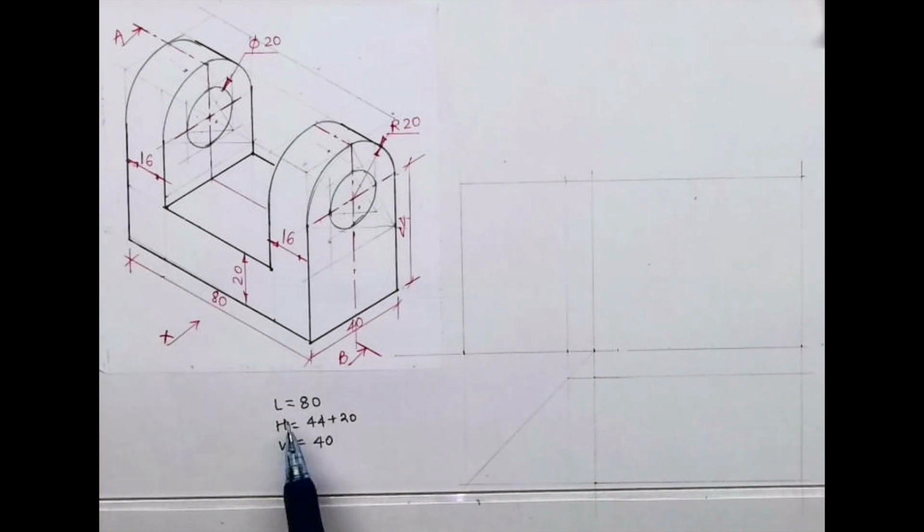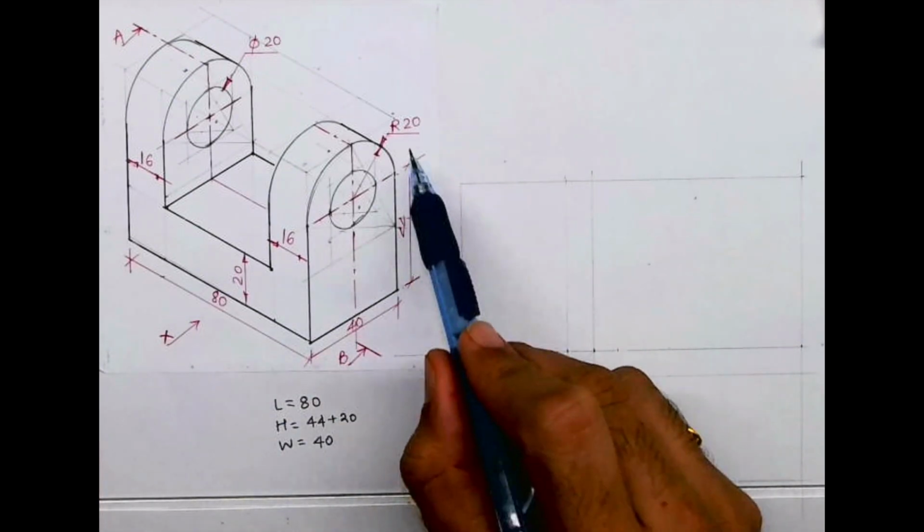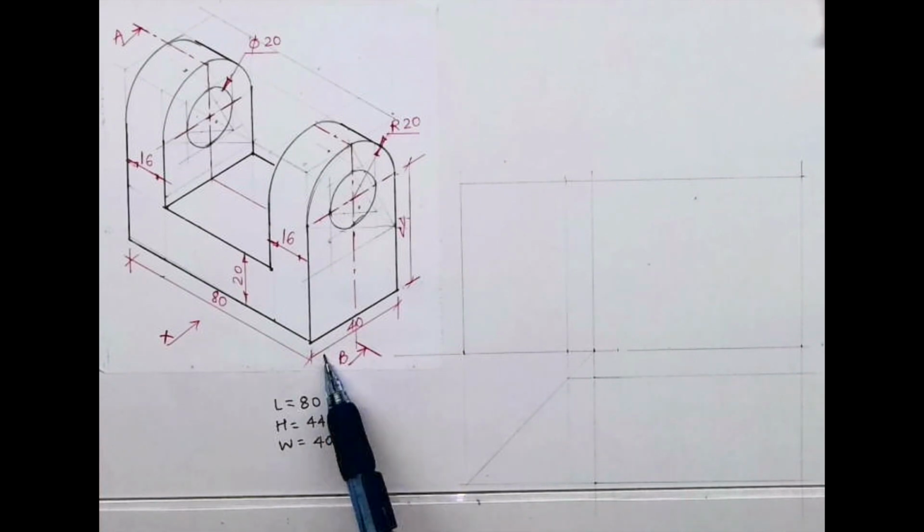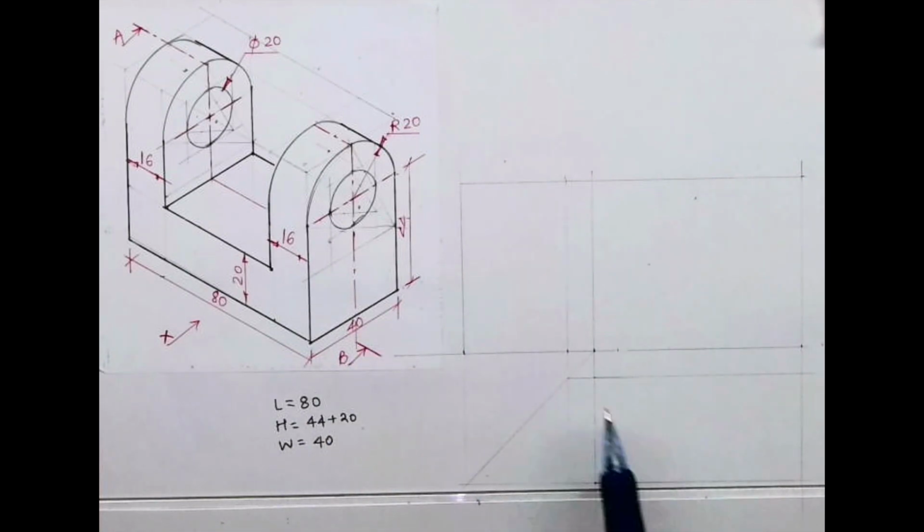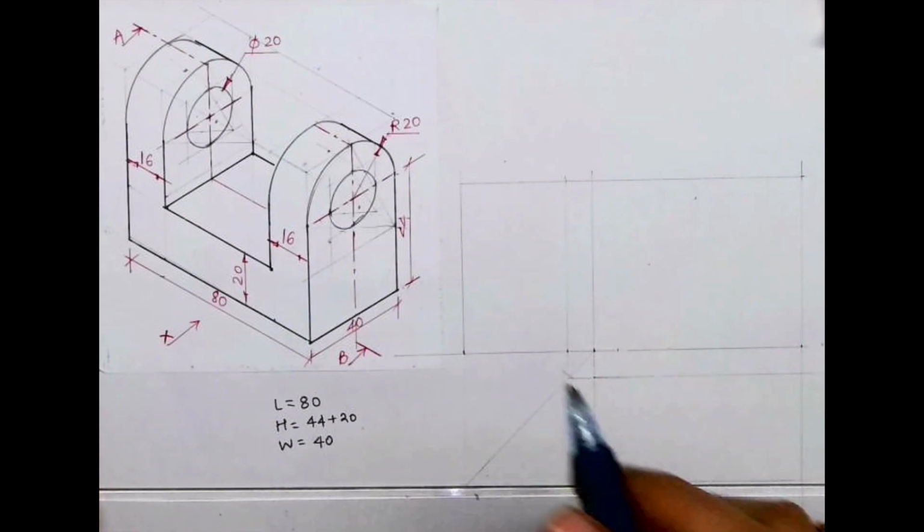See, the observer is watching from here. So length is 80, height is 44 plus 20, that is 64, and width is 40. So first we will draw the layout: front view, top view, side view, and the section is along AB.